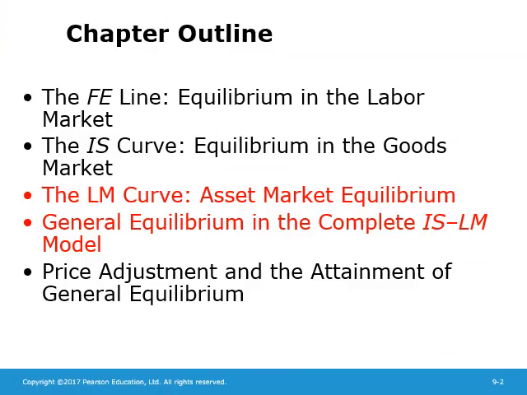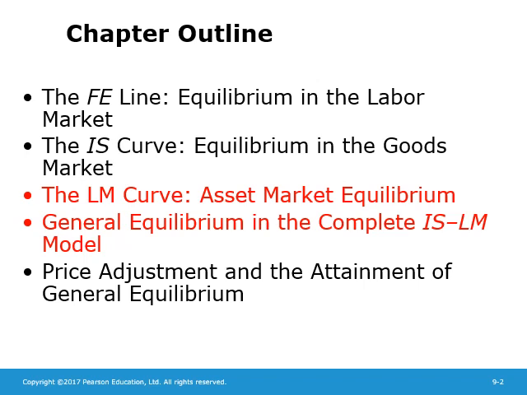So in this lecture, we will continue our discussion of chapter 9. We will cover the two parts in red, the LM curve, asset market equilibrium, and general equilibrium in the complete ISLM model. As you saw in the last lecture, we have already covered the equilibrium in the labor market, which we represented graphically by the FE line, and the IS curve for equilibrium in the goods market.